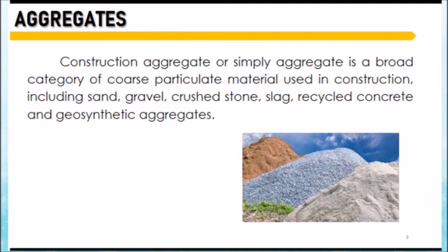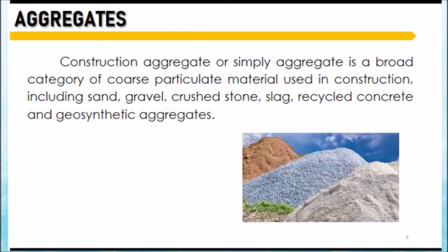So yung sand, alam nyo naman na siguro na buhangin yon. Gravel naman is yung bato. Yung crushed stone naman natin, so these are aggregates that come from a large rock or boulders, then processed in a crushing plant or mobile crusher to attain its required size. So pag sinabi naman natin na slag, so that is a synthetic aggregate.